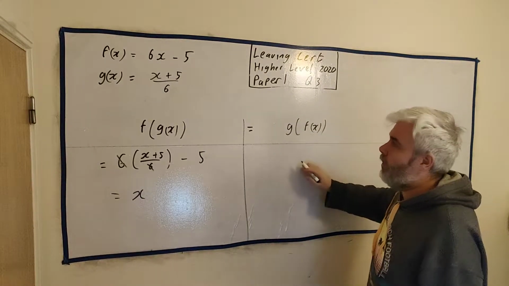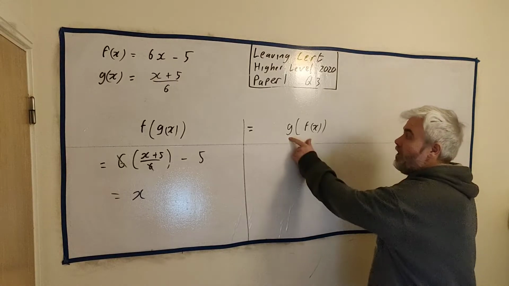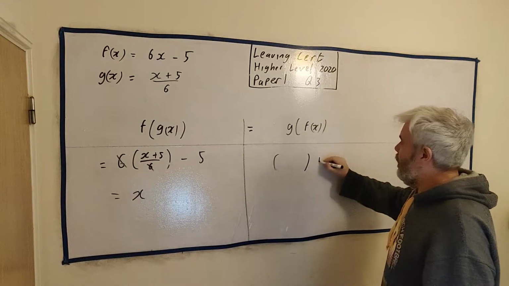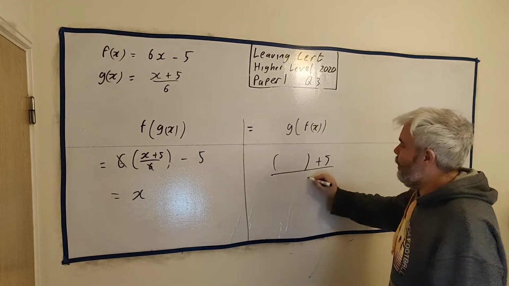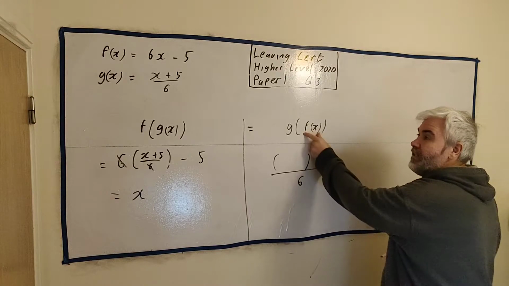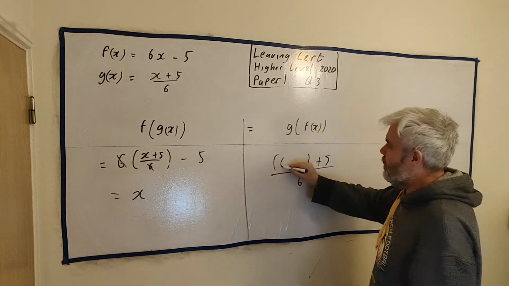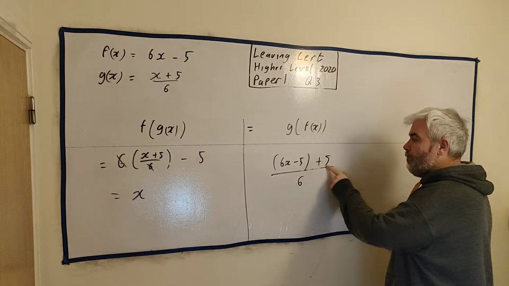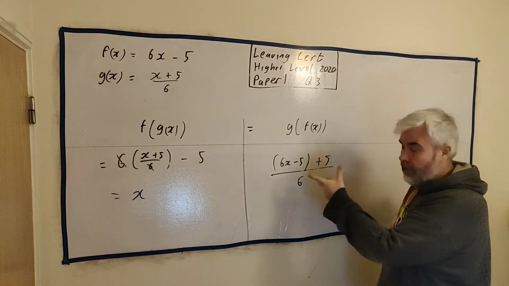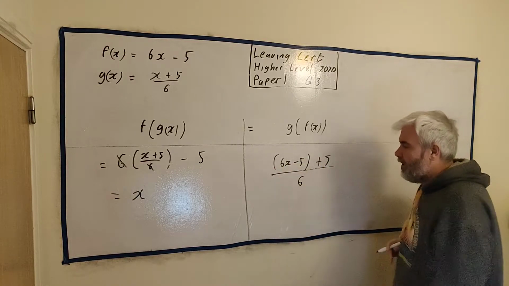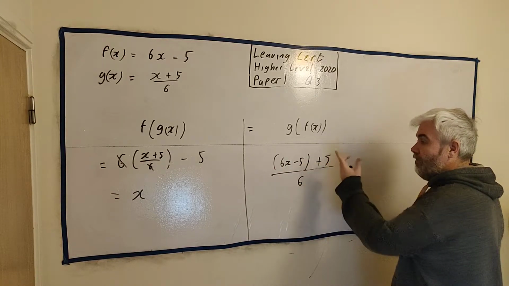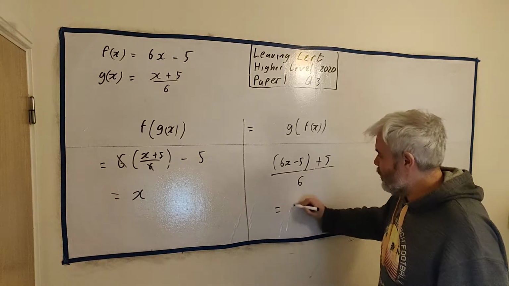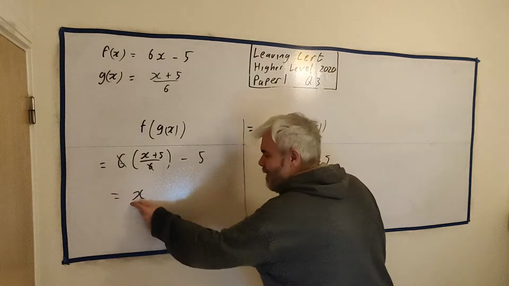Similarly with this one, g of something is equal to something plus 5 divided by 6. In this case, the something is f(x), and f(x) is just 6x minus 5. Minus 5 plus 5 is 0, so we're left with 6x divided by 6, which is just x, which is the same as this.